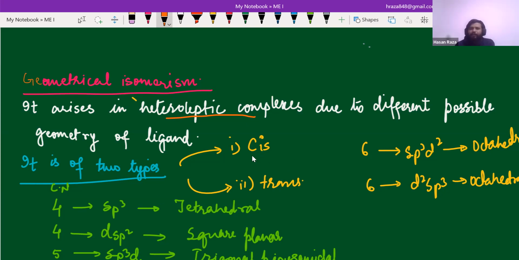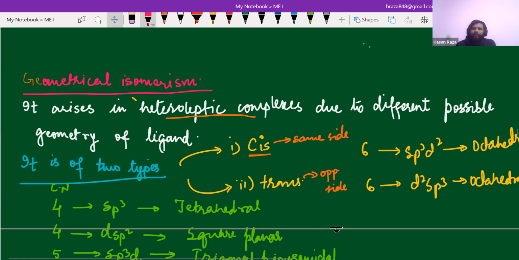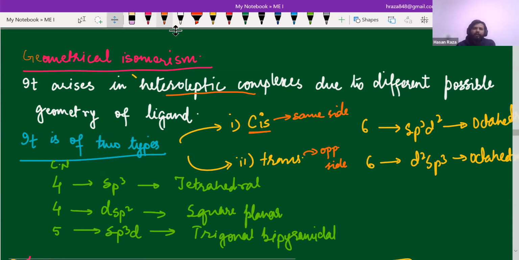If the groups are on the same side, then it is cis, and on the opposite side, then it is trans. You have studied this in class 11th organic chemistry. Do you remember? Yes, sir.